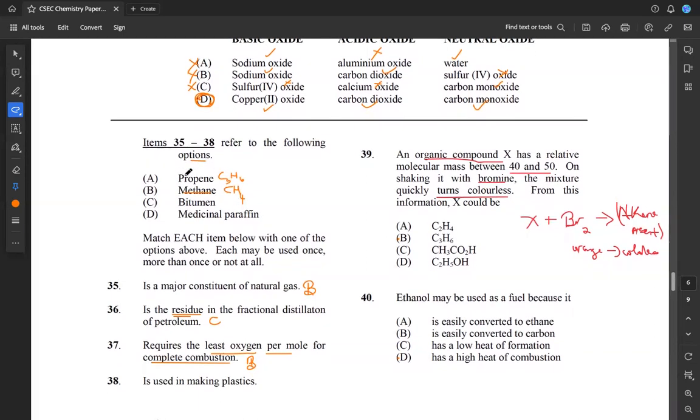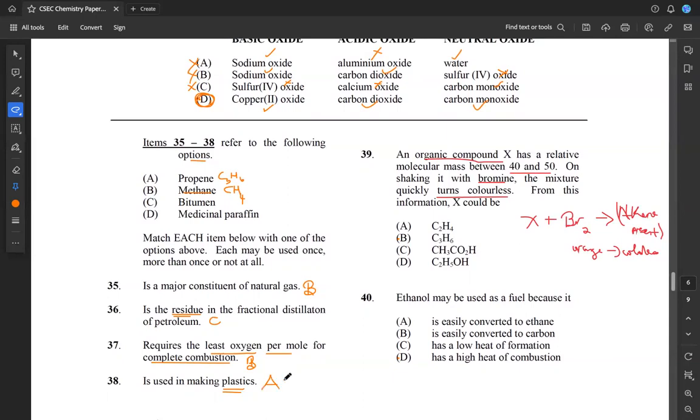Which one of these is used in making plastics? So remember, the way that we make plastics is through addition polymerization. And for addition polymerization, we need an alkene. So our alkene here is propene. So our answer for 38 is going to be A, okay?